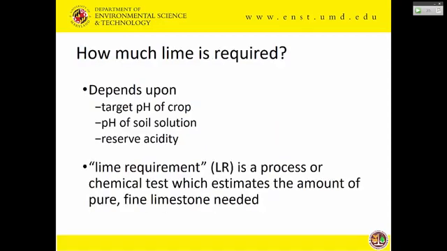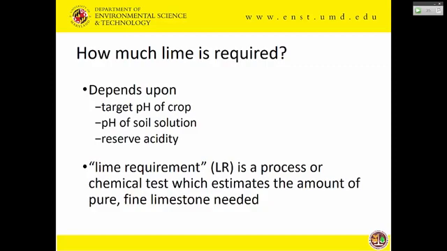Now, how much lime is required? Well, that depends too, of course. You can have a pH of 5.2 in one field and a pH of 5.2 across the county in another property you're farming. One can be a sandy loam, one can be a silt loam. Even though you might have the same pH in the soil solution and you're going to grow the same crop, you don't have the same reserve acidity. And that's why the lime requirement might be different from one field to the other.